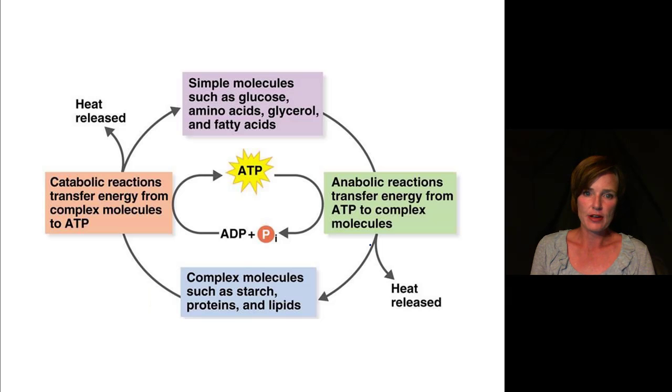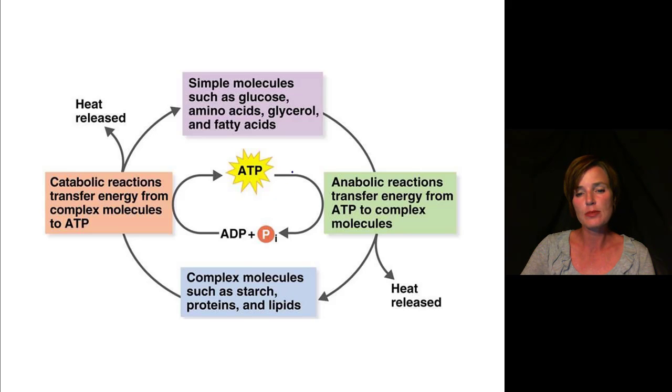Here's just a summary of that. So if we start here at the top with the purple square that we see, we will have simple molecules such as glucose, amino acids, some fatty acids here, and then we will run anabolic reactions that will take those relatively simple molecules and build them into much larger structures and larger molecules. And if we're going to take something small and build, then it does require energy.